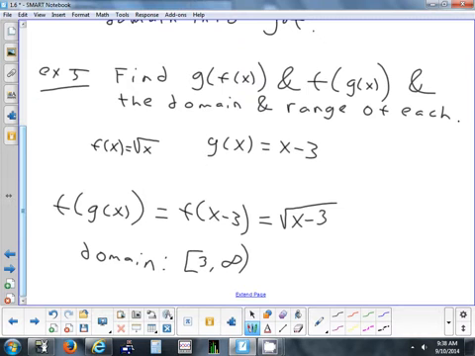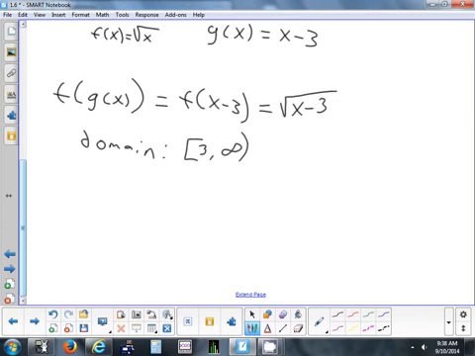Don't you need negative 3? What's that? Yeah, it is 3. You can't go any smaller than 3. If you try 2, it won't work. 2 minus 3 gives you a negative. Okay, now we want the range.